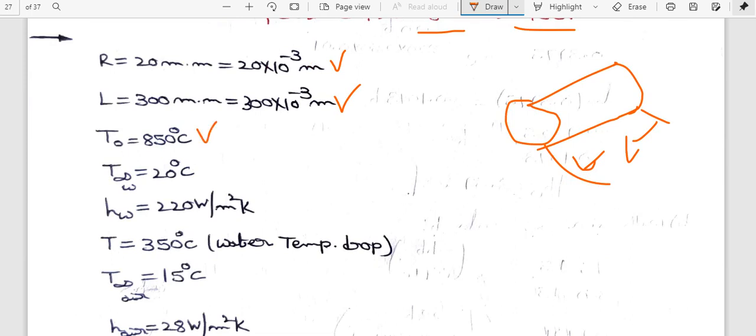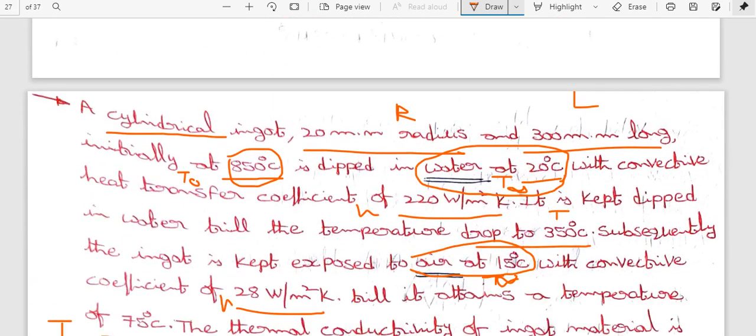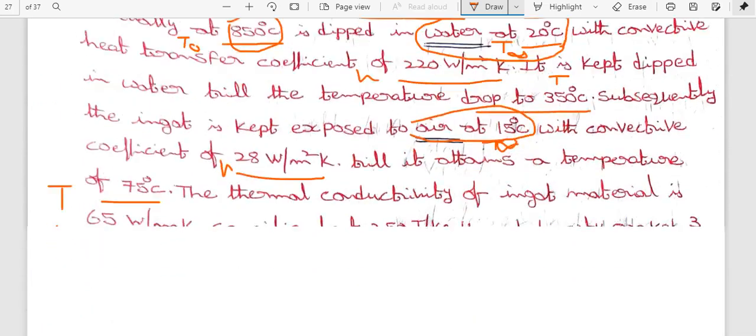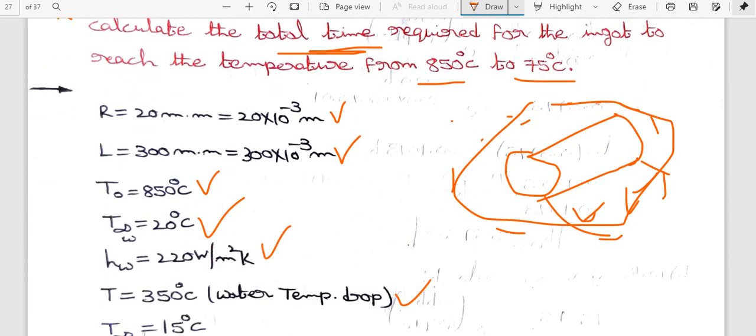So T naught is equal to 850, T infinity equal to 20, and the convective heat transfer coefficient of water. So here, water temperature. In this question, a 3 mm long ingot, initially at 850 degrees, is dipped into water at 20 degrees. So here this is the water, the surface dipped into it.